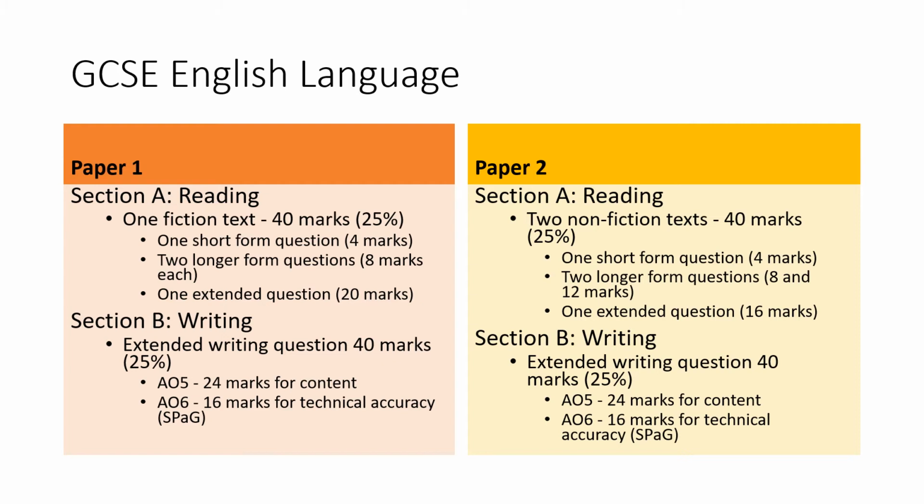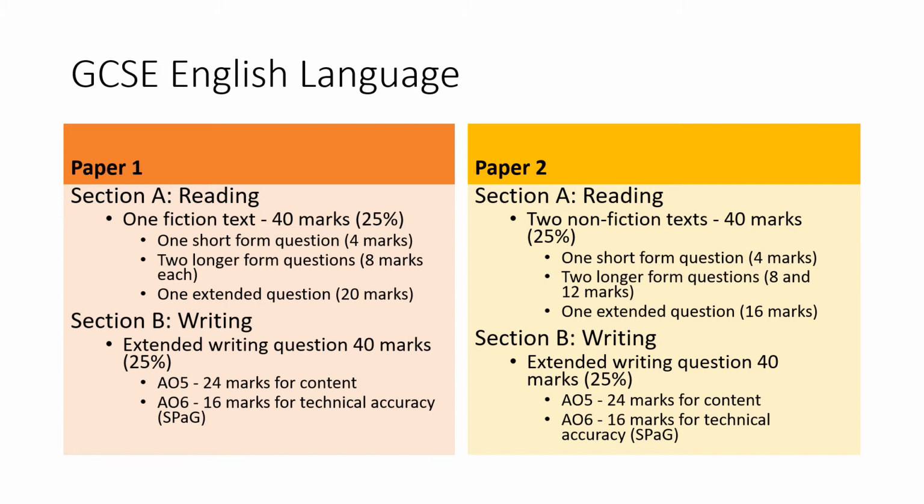Paper 1 is based on creative reading and writing. Within this paper, your child will look at one fiction text and answer 4 questions about it. These questions are worth a total of 40 marks, making that portion of the exam worth 25% of their overall grade. In Section B, they will complete one extended writing question, also worth 40 marks, and therefore 25% of their overall grade.